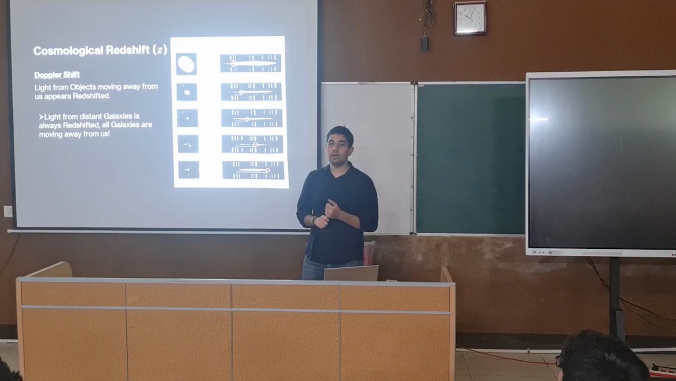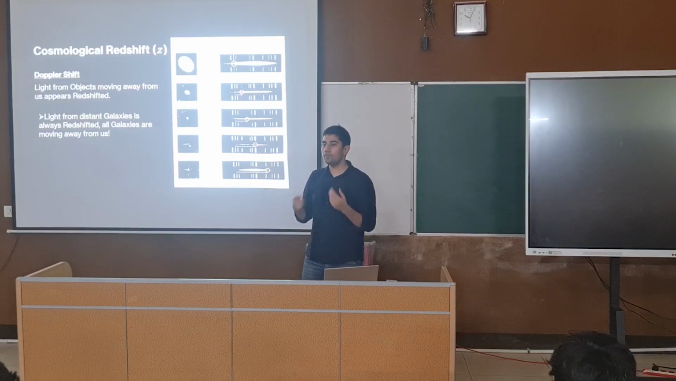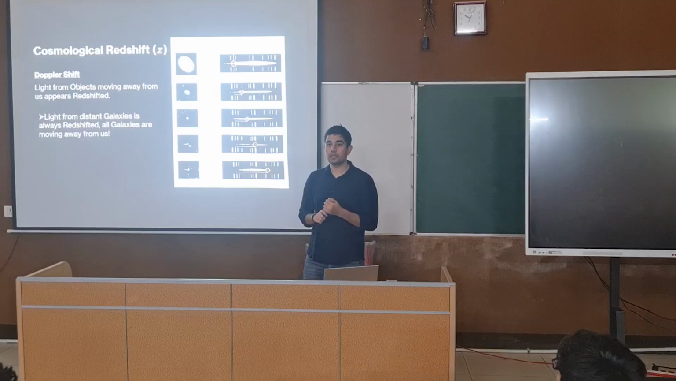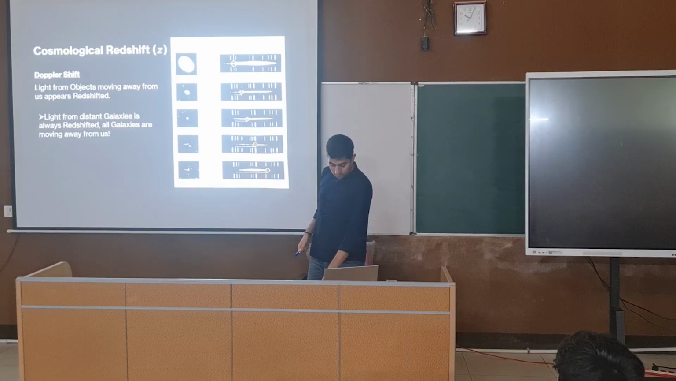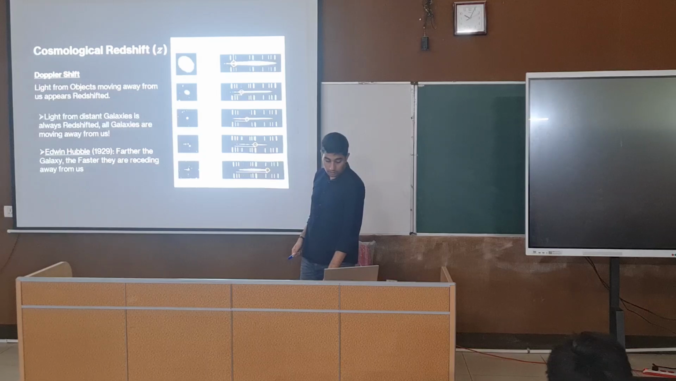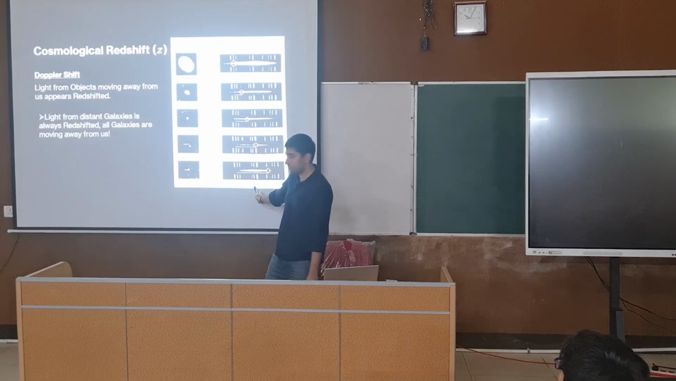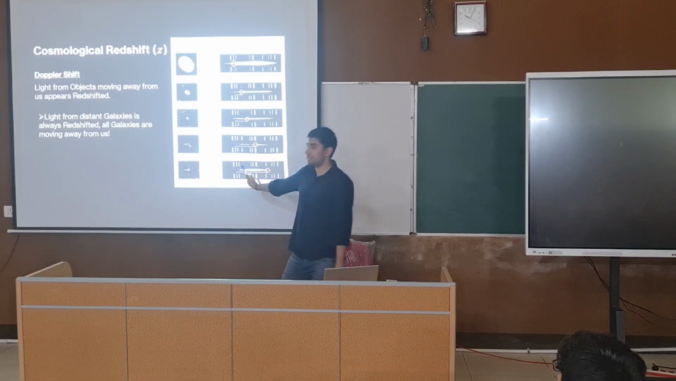What we have observed is that most of the galaxies in the universe are redshifted. All of them are moving away from us, and that's a puzzle. That's a huge puzzle. How can you explain that? These numbers? These ones? These are the velocities.